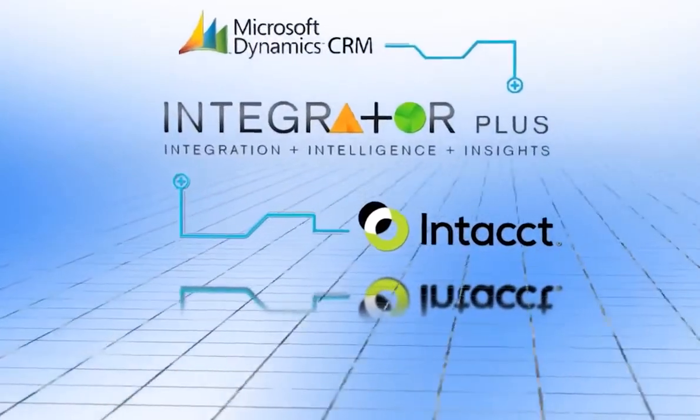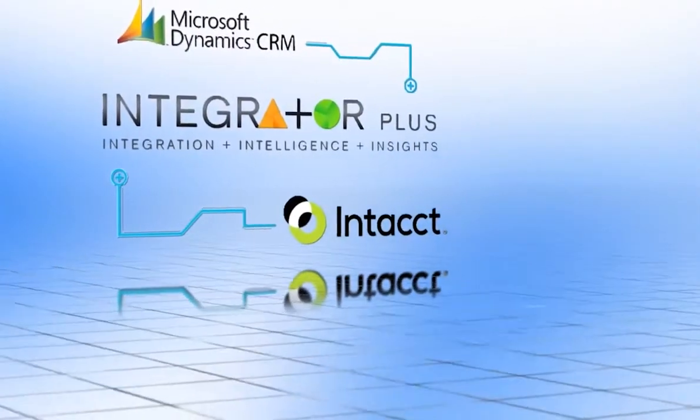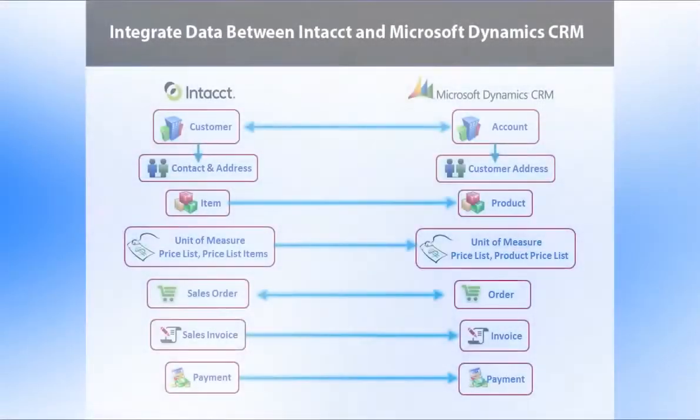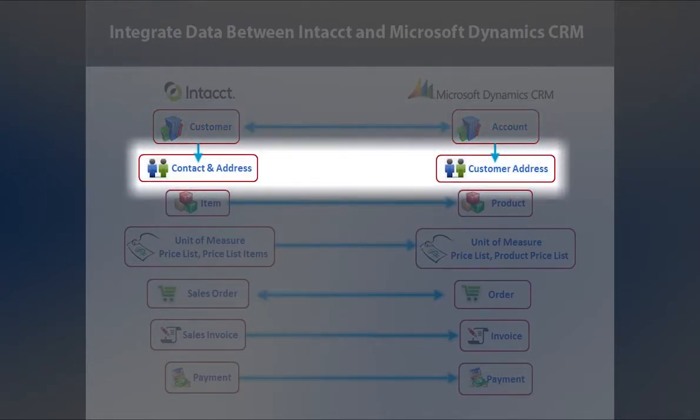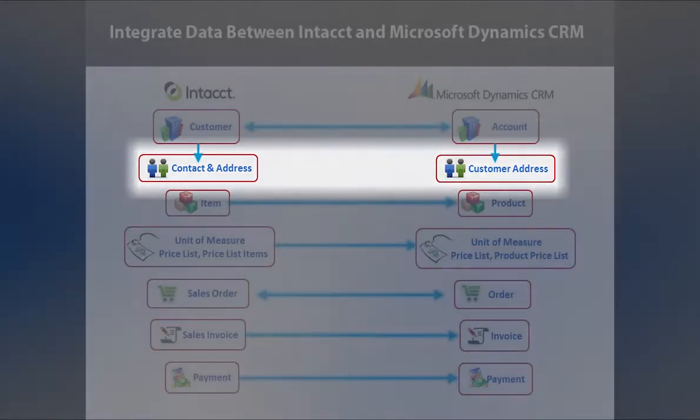IntegratorPlus is built on the Windows Azure platform and resides between Microsoft Dynamics CRM and Intacct. As you can see from the graphic, customer and account information is a two-way integration between both systems. Customer address information in CRM comes over to Intacct as contacts, which is basically address information in Intacct.